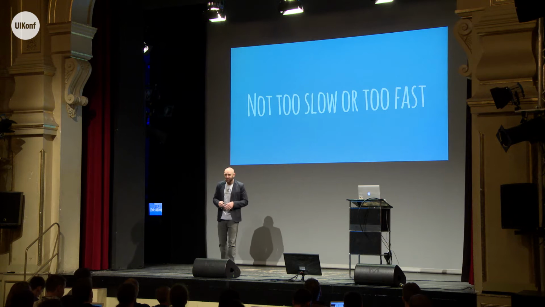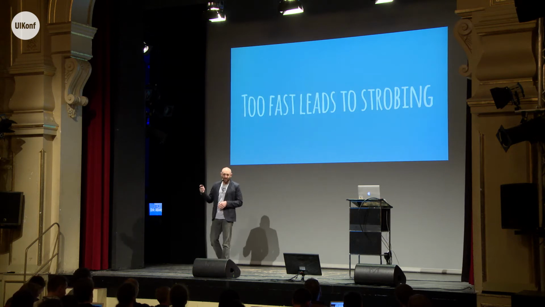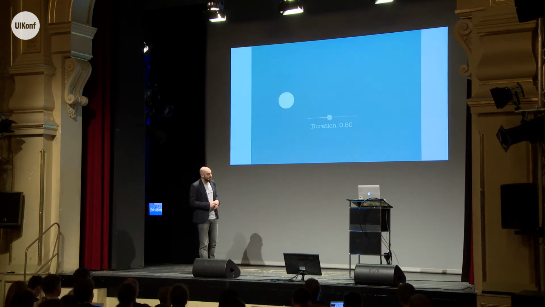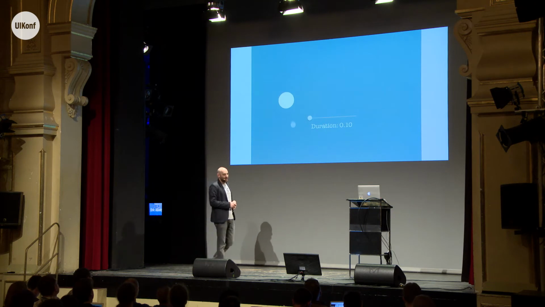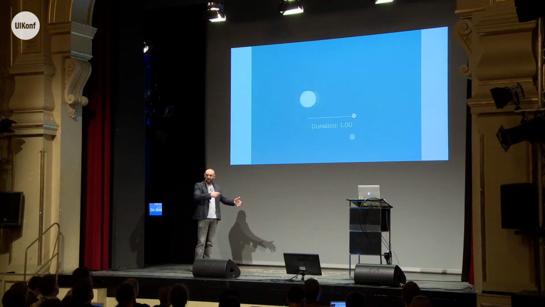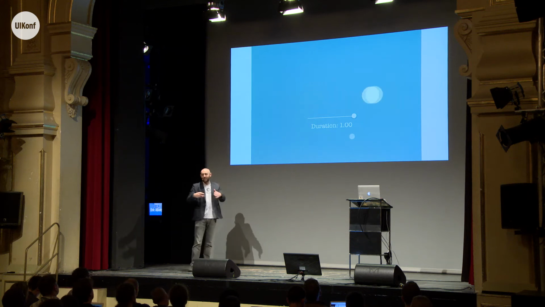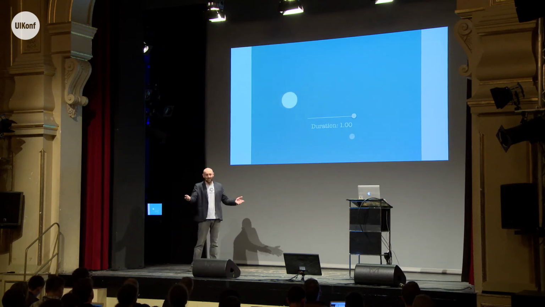And we also don't want it to be too fast. Too fast leads to this problem called strobing in animation. For example, this animation is too fast, so it doesn't look right. We have to increase the duration to get that smoothness, and it's that balance between having something that's too fast and it strobes, and something that's smooth and works really well, but it's not too slow.